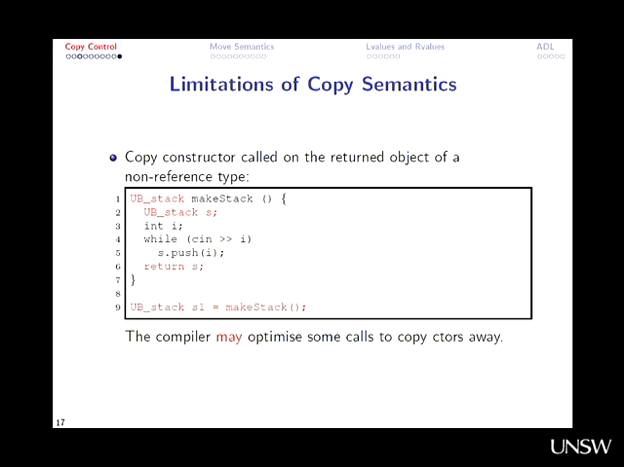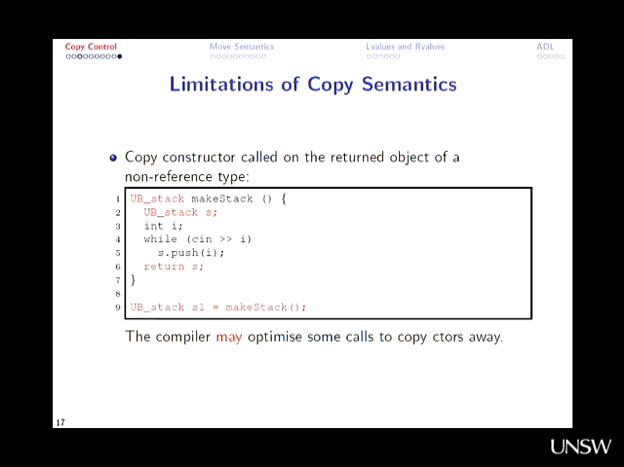Now, copy semantics has limitations. Okay? We have a function here we've called makeStack. And this makeStack function creates a UBStack object, okay, so a constructor gets called. We then go into a loop and just read from standard in. And so we just keep on reading some numbers, and every time we read a number, we push it into the stack. Okay? And then makeStack returns the stack that was made at that point.